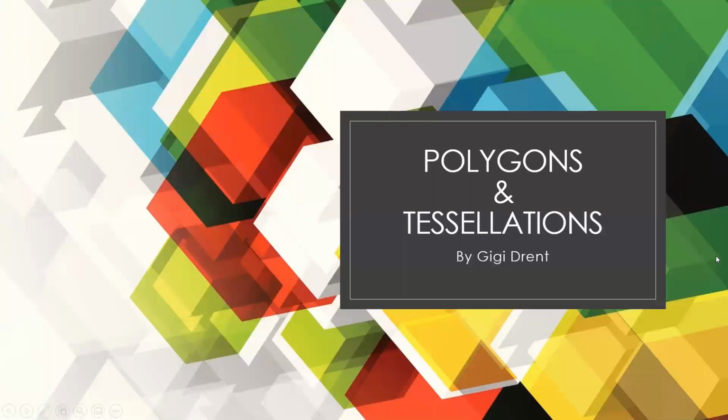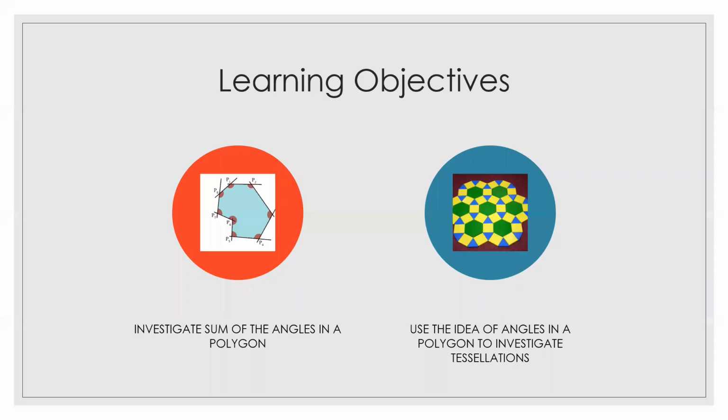Today's lesson is on polygons and tessellations. Today's learning objectives are to investigate the sum of the angles in a polygon, then to use that idea to investigate tessellations. So some definitions before we do some math here.